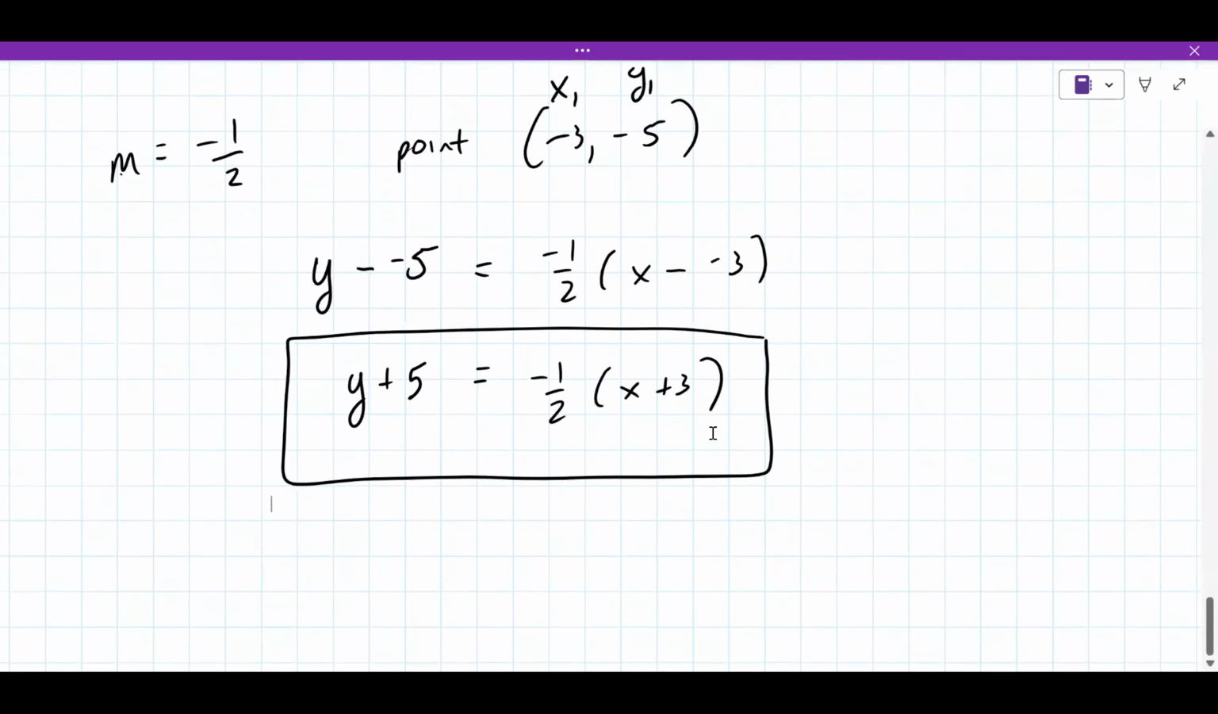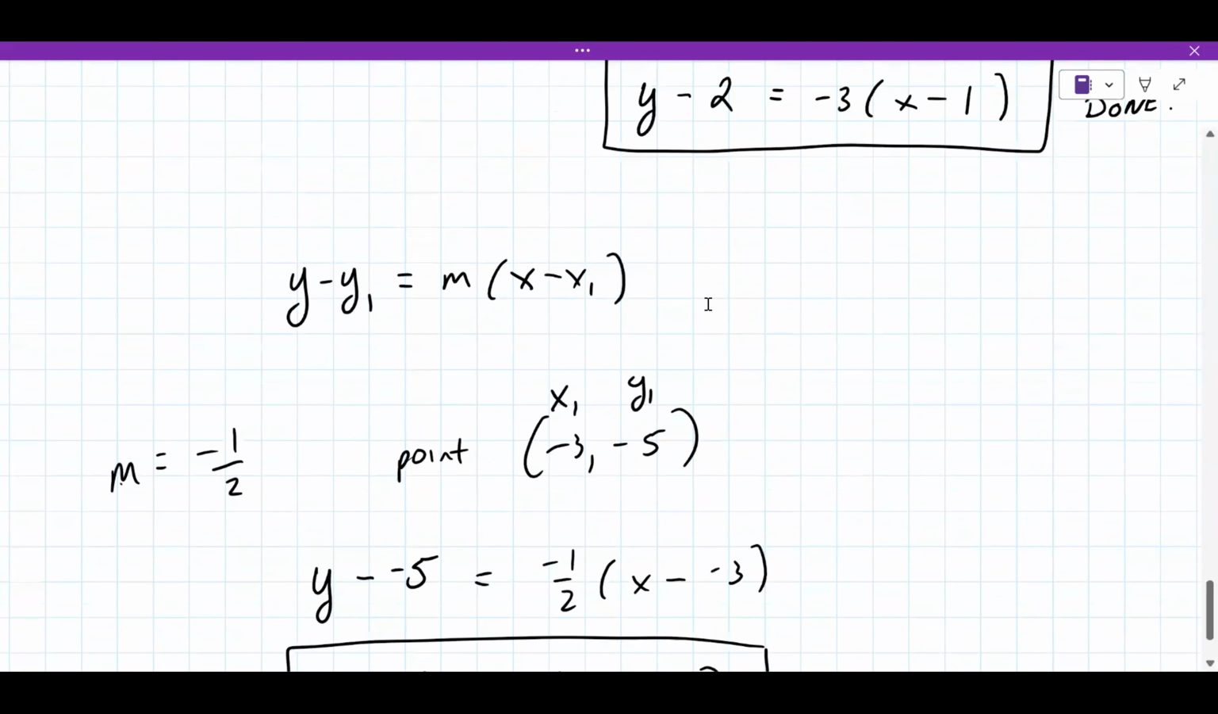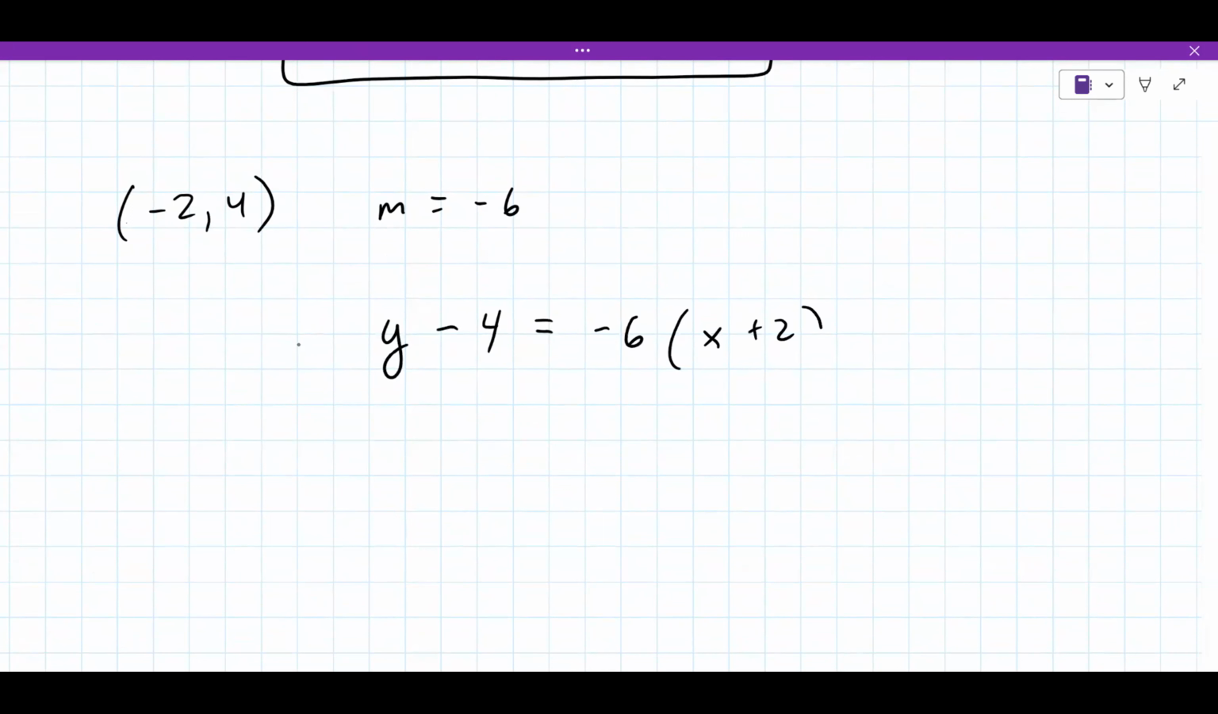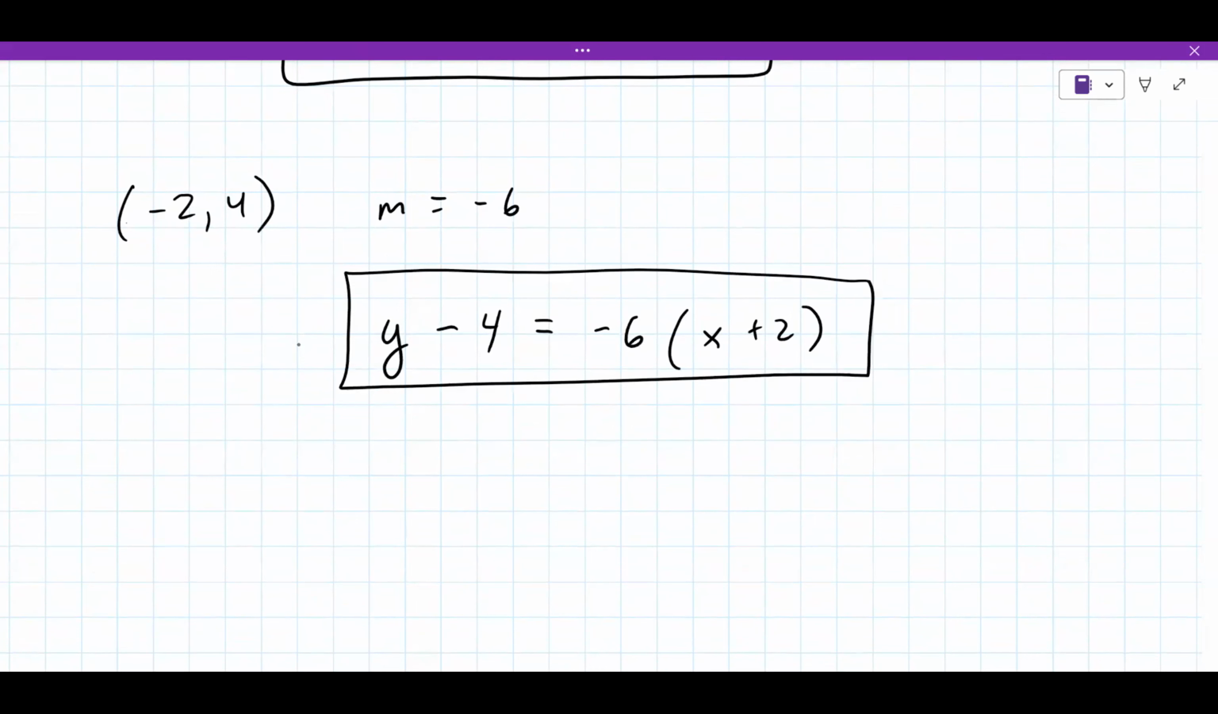All right, so let me give you a couple here to do. Do you need the point slope form, or do you have it written down? Yeah, y minus y1 equals m times x minus x1. Okay, so here's your problem. Let's say it goes through the point -2, 4, and there's a slope of -6. I want the equation in point slope form. Okay, it'd be y minus 4 equals -6 times x plus 2. Very good. Okay, so not that hard, right?